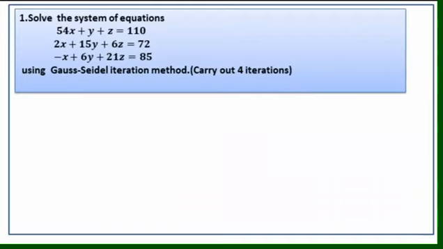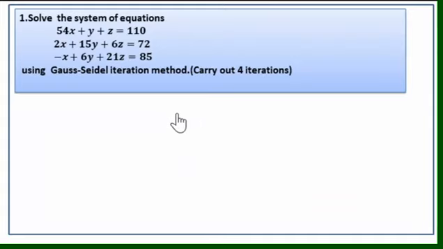Now let us solve some problems. Question number 1. Solve the system of equations 54x plus y plus z equal to 110, 2x plus 15y plus 6z equal to 72, minus x plus 6y plus 21z equal to 85 using the Gauss-Seidel iteration method. Carry out 4 iterations. So we have to find x1, y1, z1, x2, y2, z2, x3, y3, z3 and x4, y4, z4.